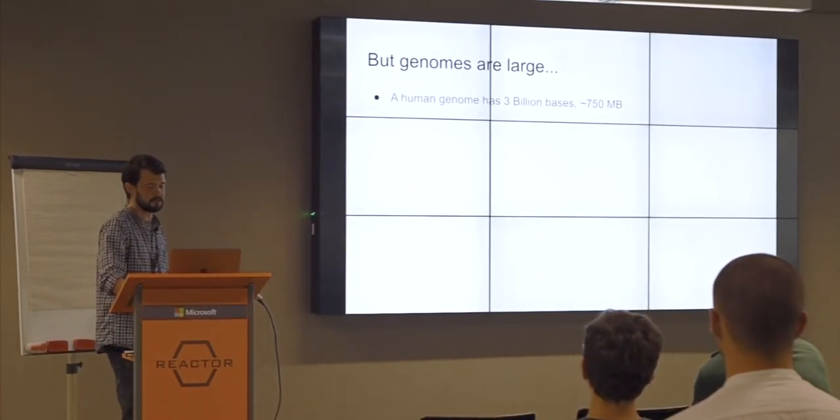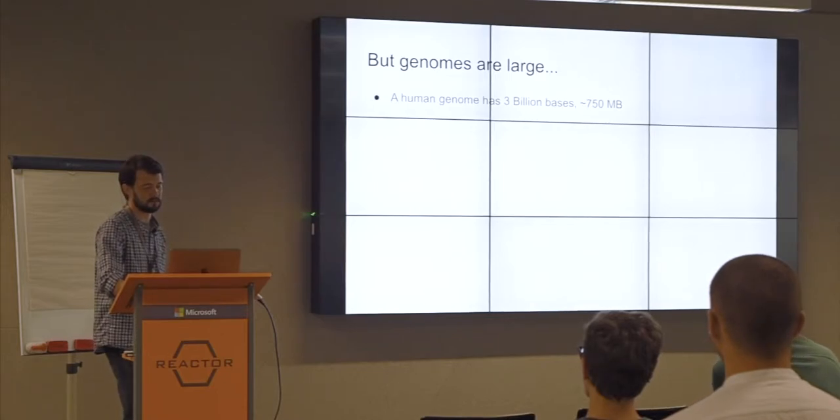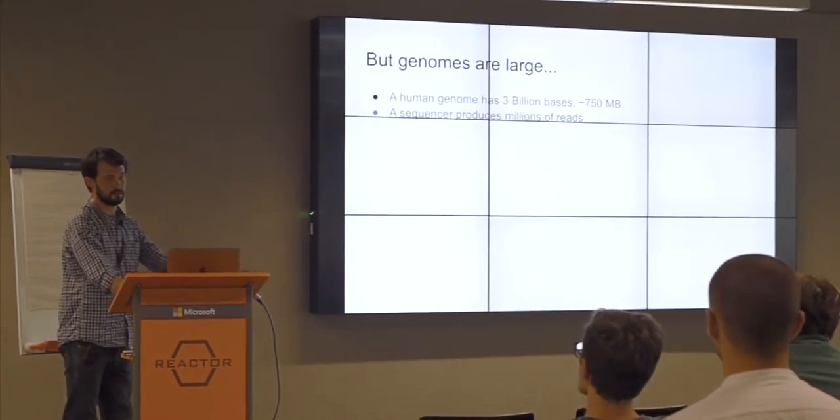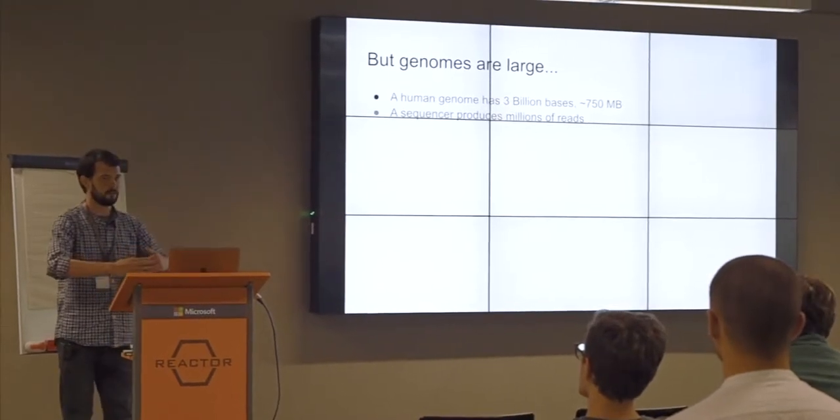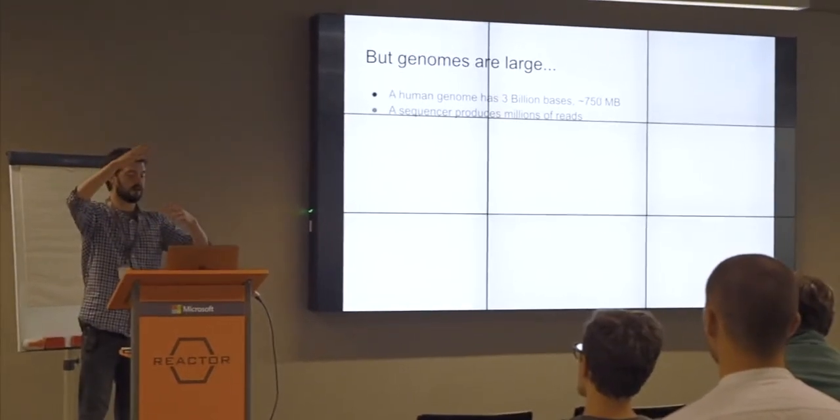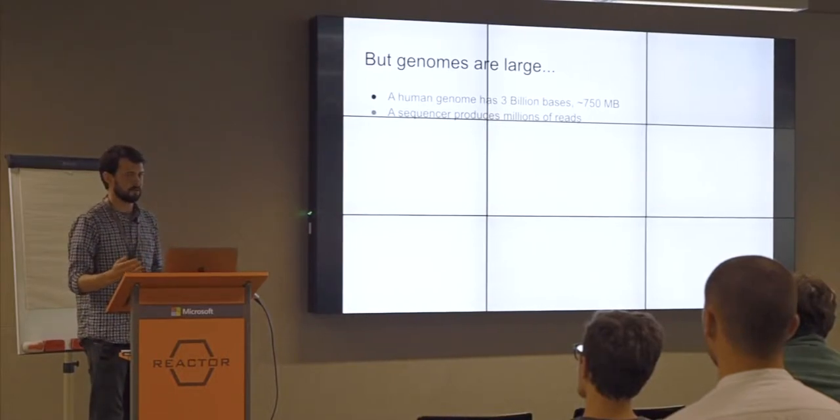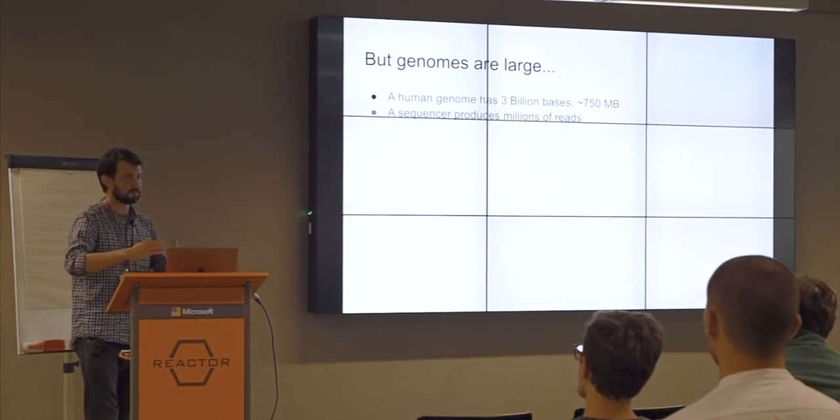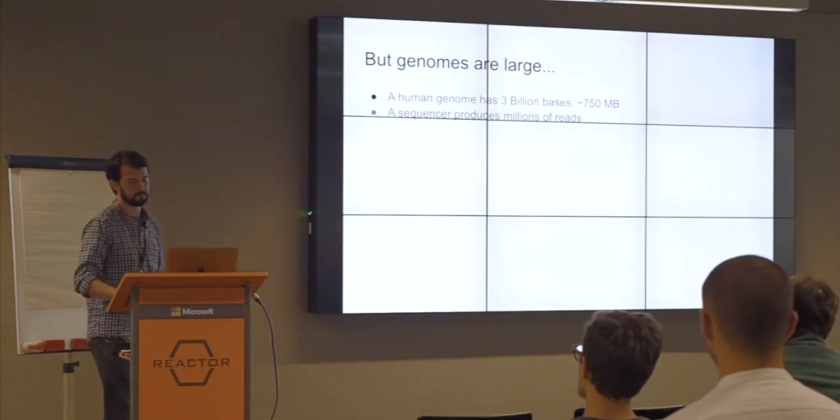The human genome, for example, is 3 billion bases. It's around 750 megabytes. The sequencer produces millions of reads. In that Tetris example, we sort of stack the reads up to maybe 5 times. But bioinformaticians tend to like their reads, say, 20 high, because there are so many errors and they want to try and correct for that.